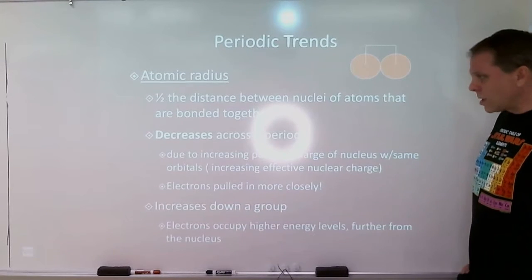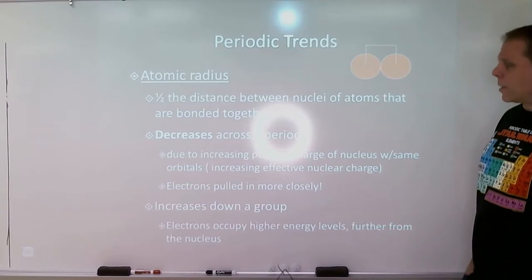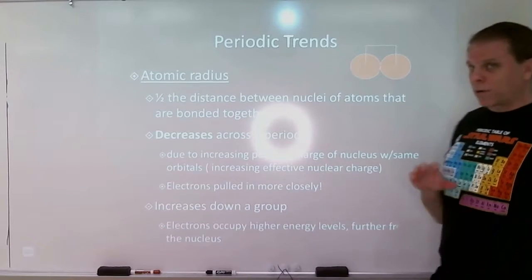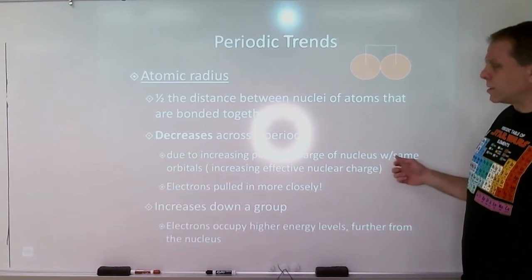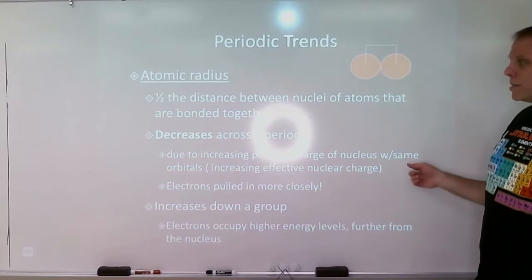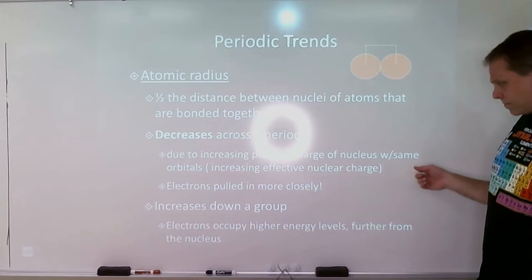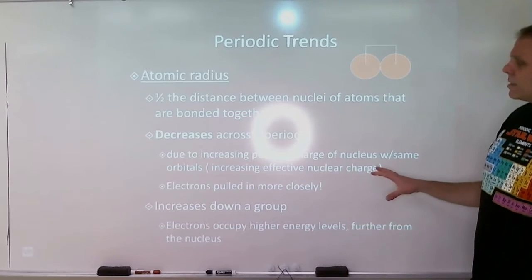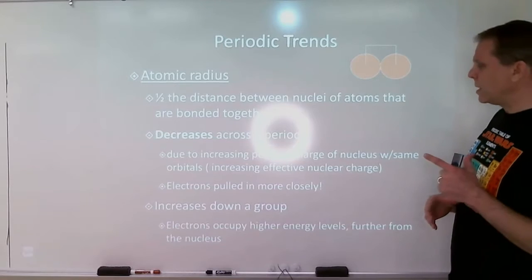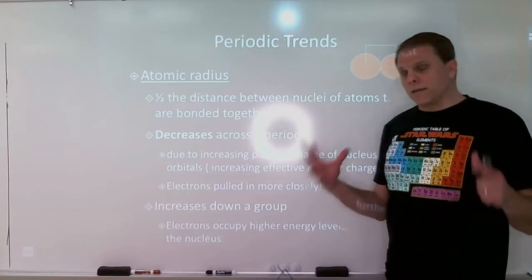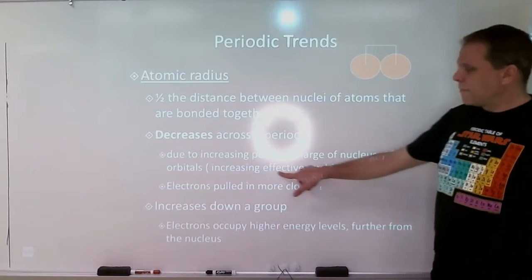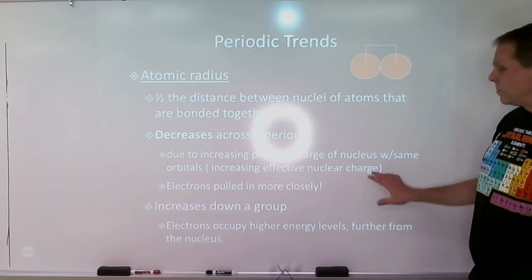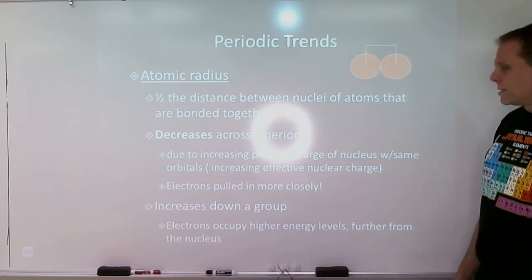As we look at a periodic table, we're going to see that this is going to decrease as we go across the period from left to right, and it's going to increase as you go down. Now, why is it going to decrease as you go across the period? Because you're going to have a changing influence between the positive nucleus and the outside electrons. And look, there it is right there: effective nuclear charge, it's going to help explain this. We'll talk about that in a second.